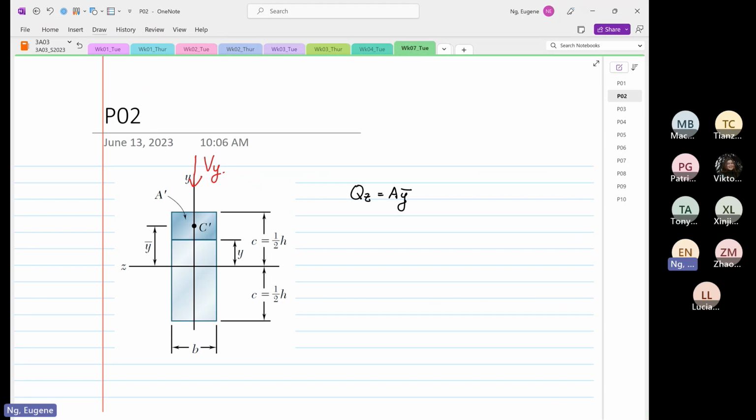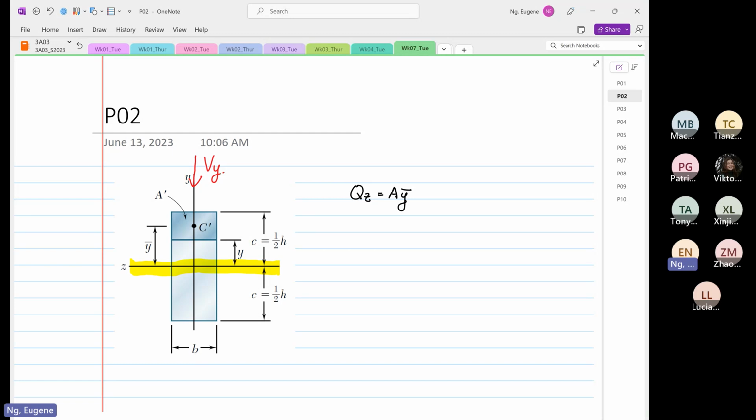Now by looking at this, Qz is known as the first moment of area about the z-axis. So what this means is this axis that I'm highlighting is the reference axis. That is the fixed axis. It is the axis where the area will be taken from, and the perpendicular distance is measured relative to the axis. So you can see from here, we are going to find Qz is equal to A y bar.